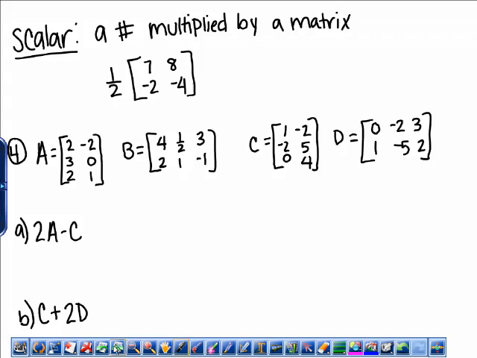All right, let's talk about scalar multiplication. You might recognize that word scalar if you are in physics or you've looked at vectors before. Scalar is just a number being multiplied by a matrix. And it's going to work just like you might expect it to. Okay, we have 1/2 times this matrix. All I will do is multiply 1/2 times each entry. Okay?